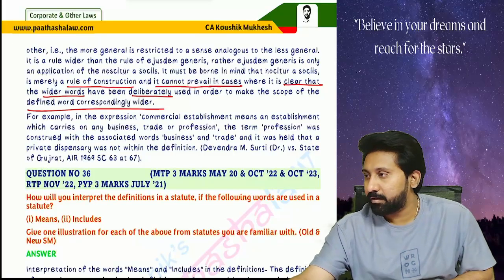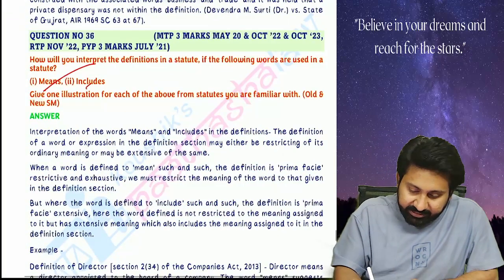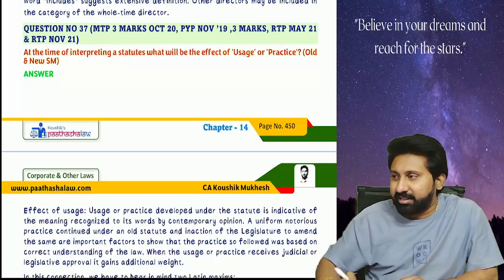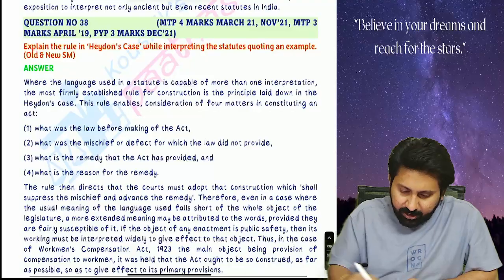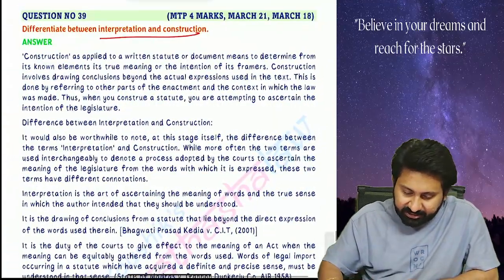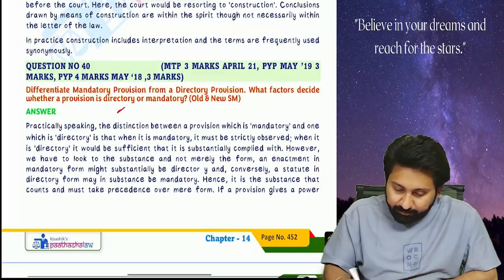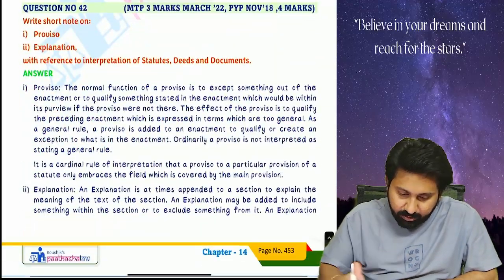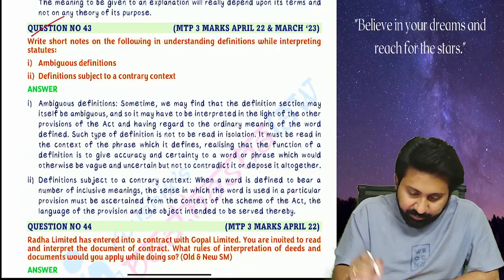Okay. Done. Next. Means and includes already completed. Usage and practice we all read in the general clauses. Hidden case already over. Interpretation versus construction: I said at the last, before we close this chapter, I will tell about that. Directory provision, mandatory provision over. Grammatical interpretation over. Proviso explanation over. Ambiguous definition subject to contrary context, this we need to read.